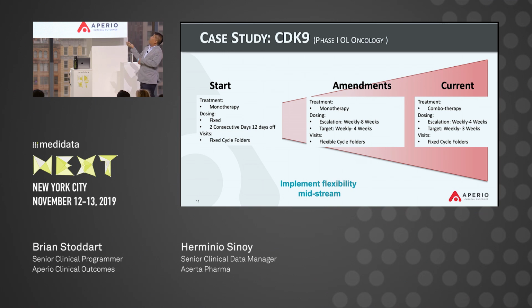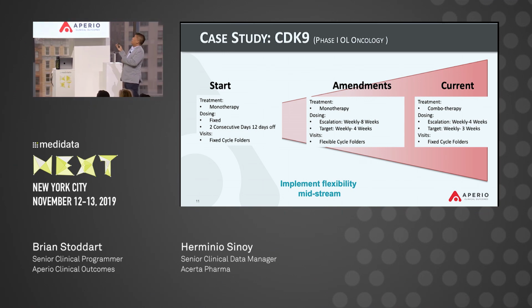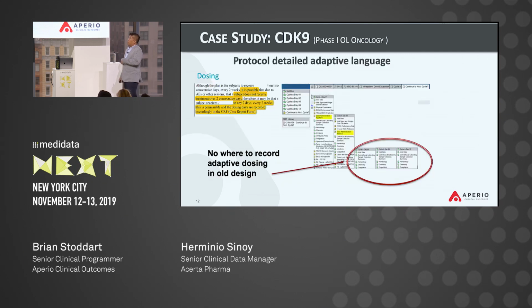And then there were more protocol amendments where currently we're adding combination therapy. The dose escalation is still weekly, but now the dose escalation period is only 4 weeks, and the target dose cycles changed to 3 weeks. The reason they changed to 3 weeks from 4 weeks was to be more in line with what's out there in practice. So how do we implement this flexibility?